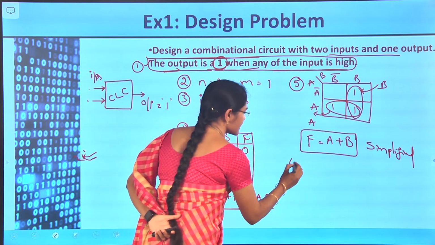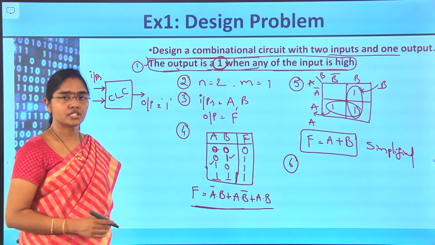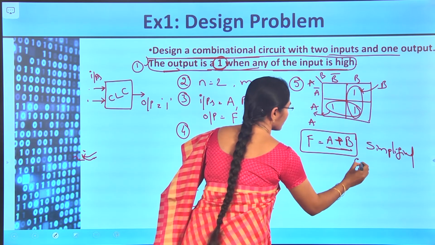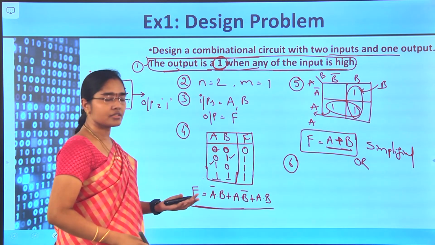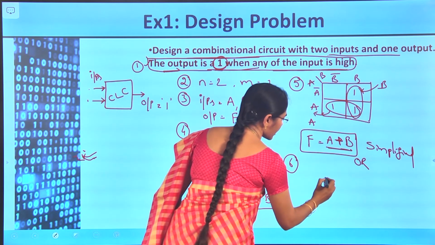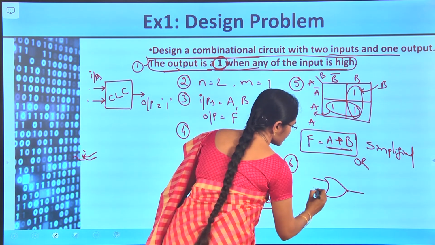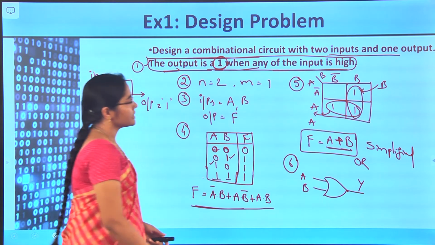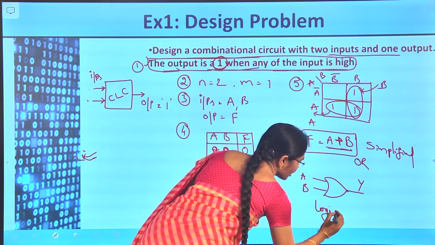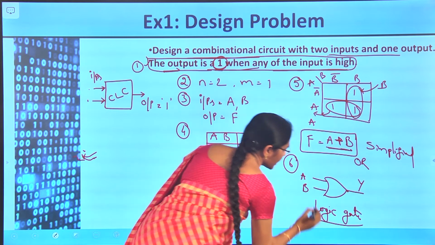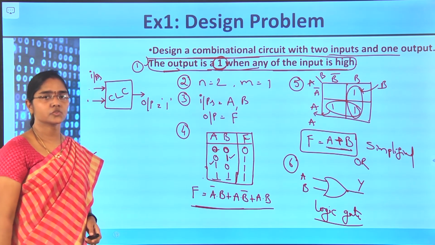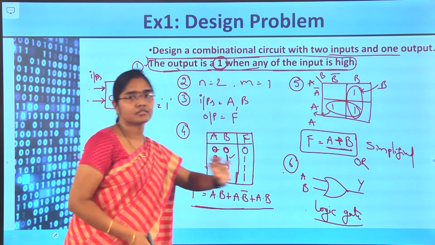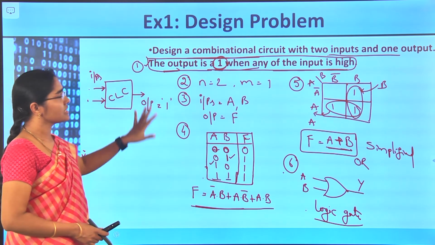Okay. Then what is the sixth step? The sixth step is drawing the logic diagram. Since it is A plus B, the plus means which gate? OR gate, and only two inputs are there. So, the logic diagram requires only one OR gate with two inputs. Just represent the OR gate with input symbols and output symbol. This is the sixth step, that is the logic diagram. Actually, here I will write it as logic gate, since only one gate is there. So, the first step is the statement and the last step is the logic gate. This is the design procedure.